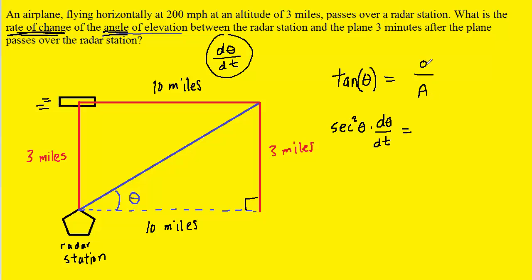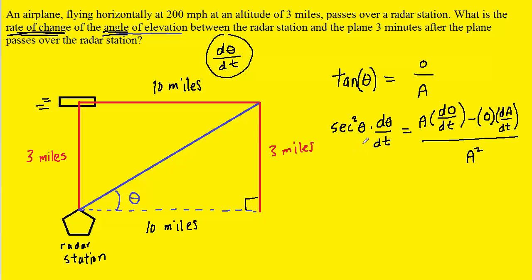On the other side, because we have a quotient, we're going to have to use the quotient rule. And that tells us to take the bottom, multiply it by the derivative of the top, which will be do dt, minus the top function, which is o, multiplied by the derivative of the bottom, which will be dA dt, and that will all be divided by the bottom squared.